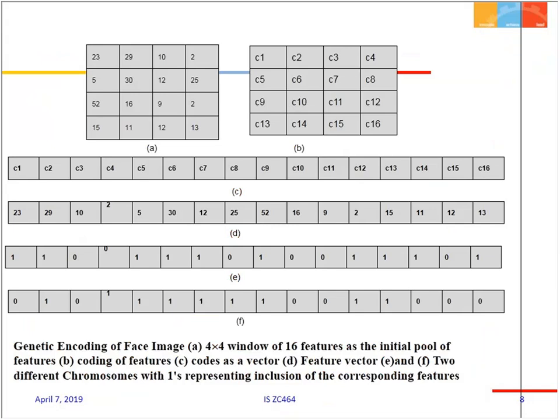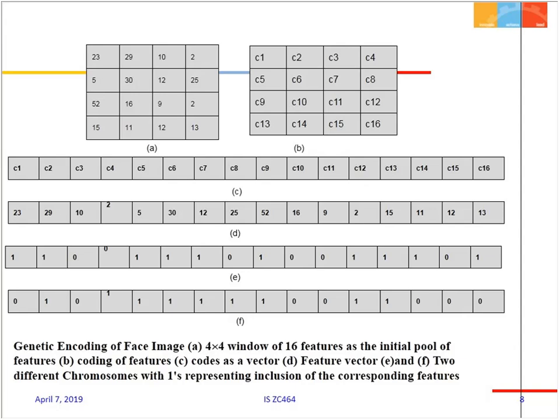So what we have in figure E is one bit string of size 16 generated randomly. So we generated this chromosome randomly: 11001101001001101. What do you understand out of this? That means pixels 23, 29, 5, 30, 12, these are the ones which are selected in the overall recognition process. Then you have 52, then 2, 15, 11, and 13. So wherever you have 1 in the figure, you correspondingly select the number in figure D. That is how you are making it possible for some value to get included or excluded in the feature vector.